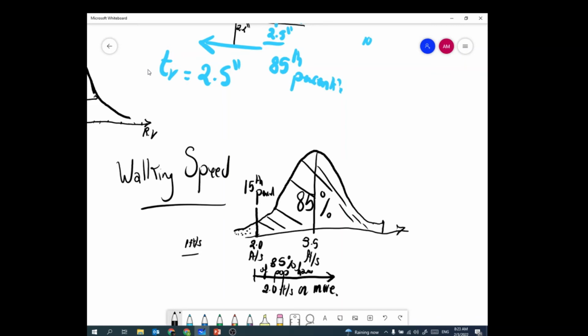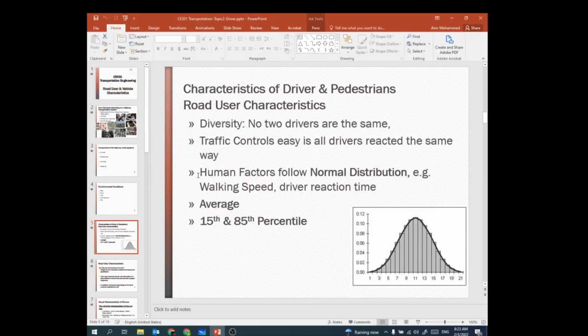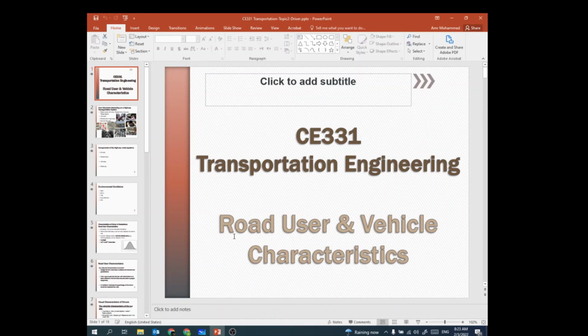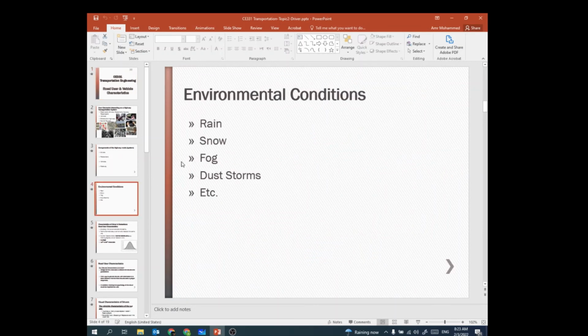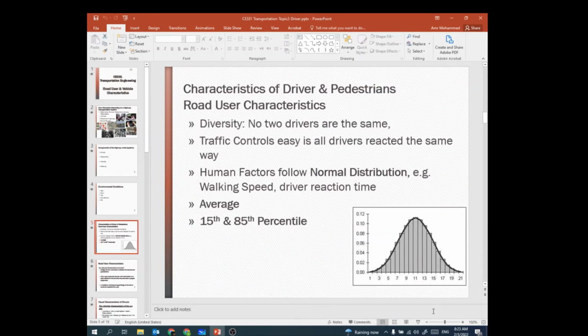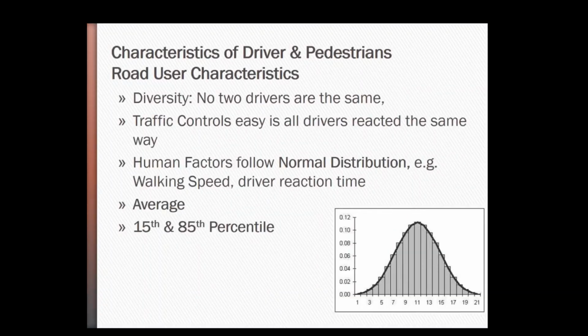And these are the two values that we're going to be using a lot when we talk about people. Again, we're talking now about the road user. So I'm going to start here with the road user. So let's get back here now. So the driver and pedestrians.